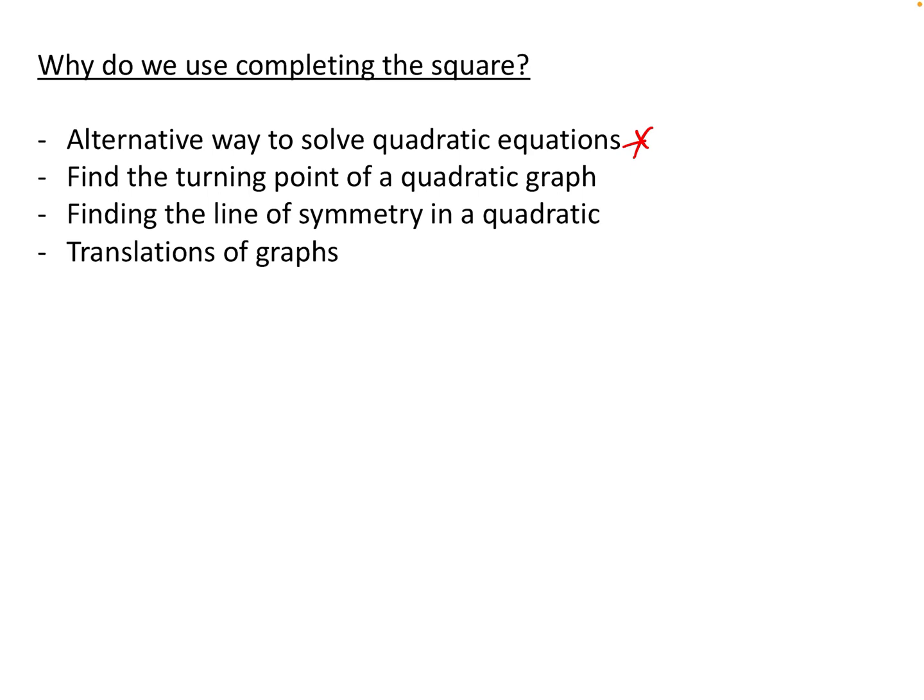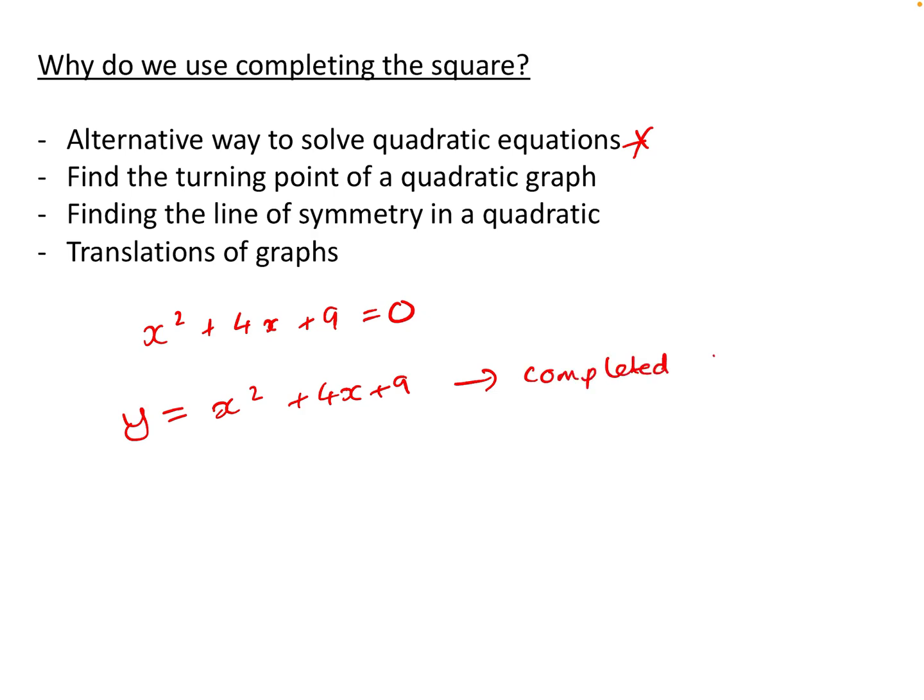But there are also other reasons we use the completed square form. You're used to seeing things that look like this, and you can solve that. But if instead it was actually an equation of a curve, if we can write that into the completed square form, it tells us lots and lots of information. For example, we often write them like this. This is the completed square form.